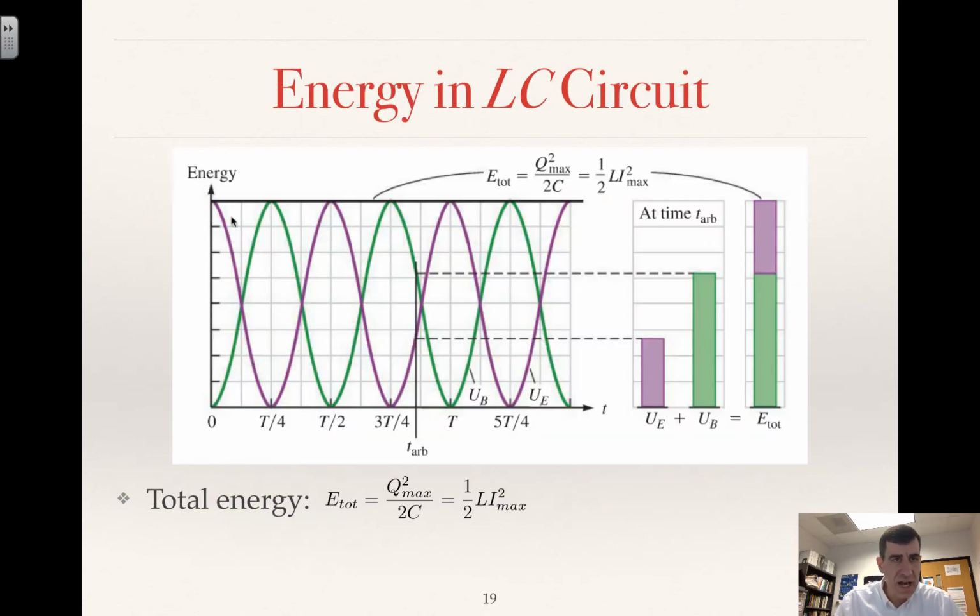So then the energy versus time is going to look something like this. The green is the energy stored in the inductor, the purple is the energy stored in the capacitor. So the total energy, we can write it as the maximum charge squared over twice the capacitance, Q max squared over 2C, or we could write it as 1/2 L times I max squared.